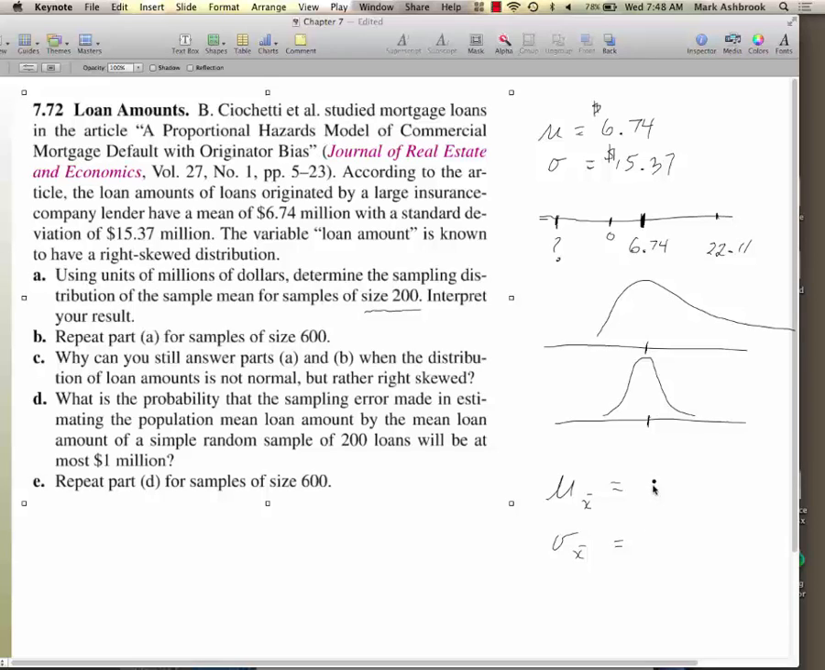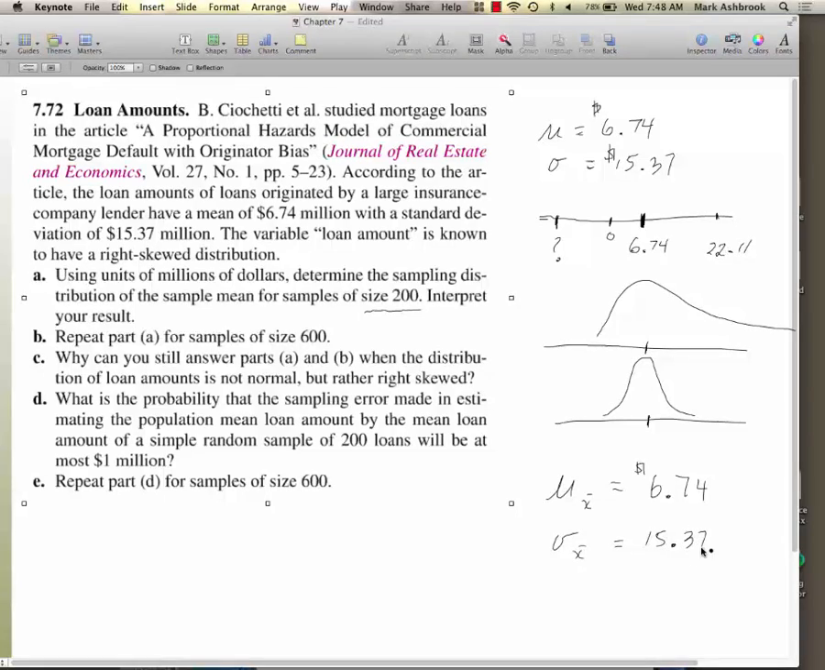So what about the mean of the sample means? Yeah, that's easy, right? Because we know that the mean of sample means is the same as the mean of the population. And then the standard deviation of sample means is going to be our 15.37.